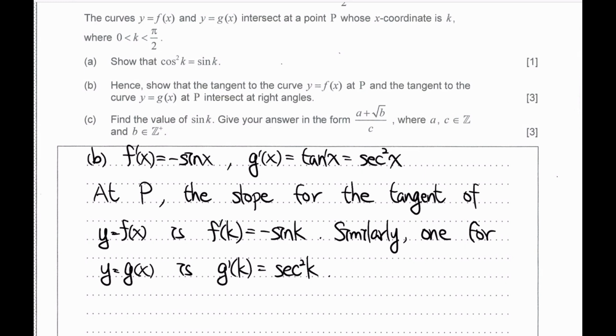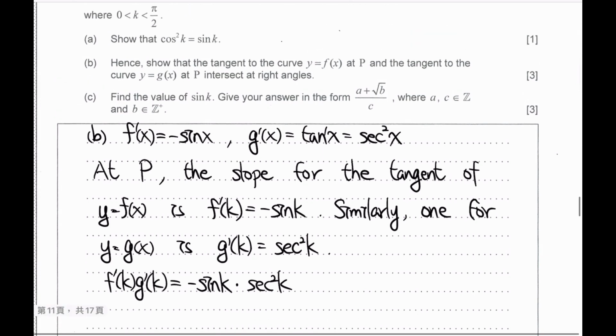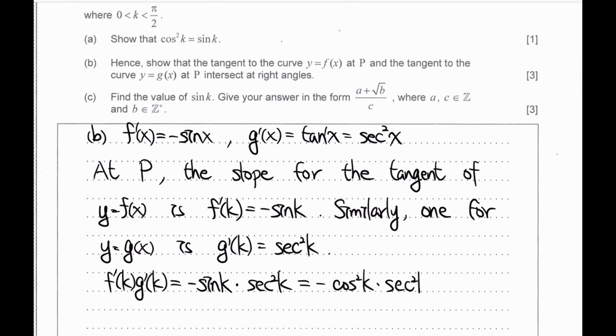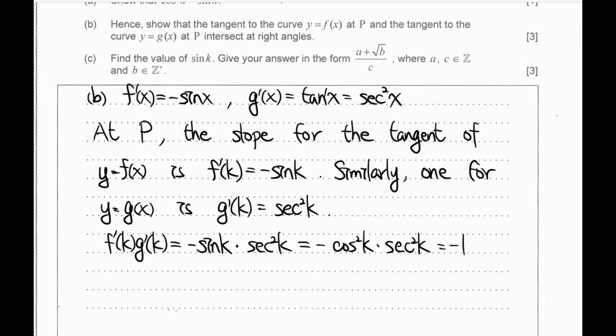So their product, f prime of k times g prime of k, is equal to negative sine k times secant square k. And from part A, we know that sine k is equal to cosine square k. So this is equal to negative cosine square k times secant square k. And because cosine and secant are reciprocal, this means that the result is -1.